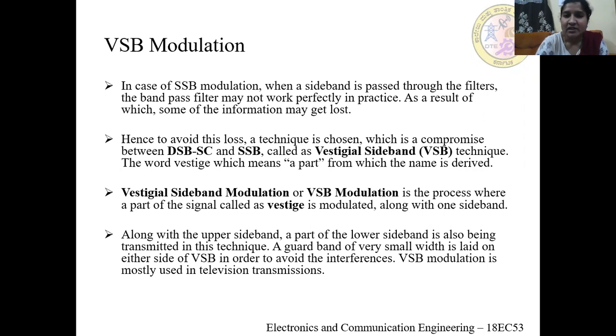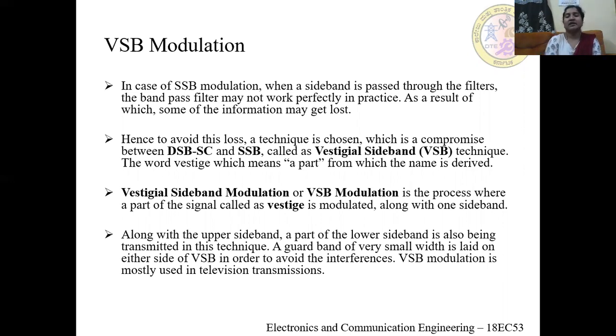And also, when a sideband is passed through a filter, the bandpass filter may not work perfectly in practice, as a result of which some of the information may get lost. So to avoid this loss, a technique is chosen, which is a compromise between DSBSC and SSB, that is double sideband suppressed carrier and the single sideband modulation, called vestigial sideband modulation or vestigial sideband technique. The word vestige means a part, from which the name is derived.